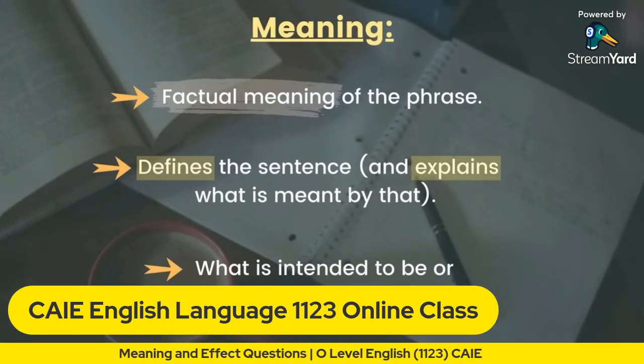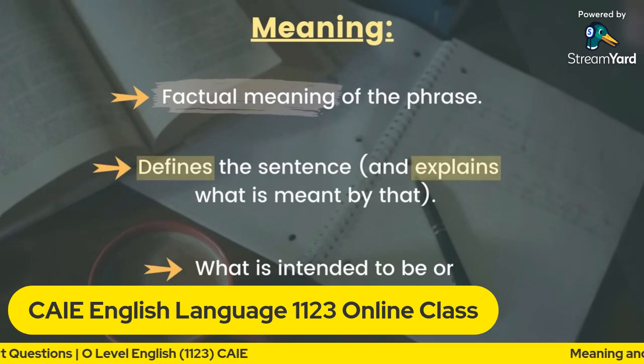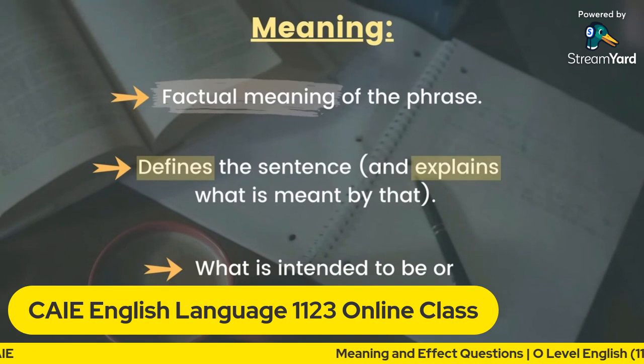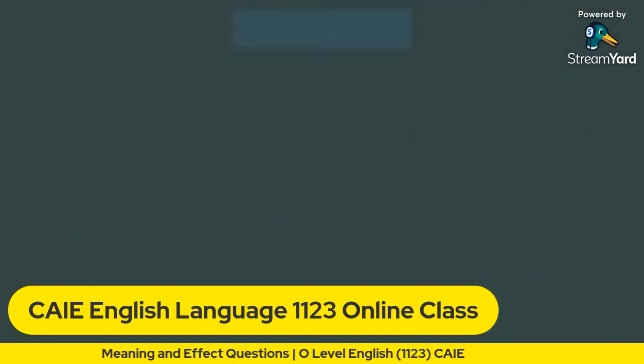First of all, let me tell you how to solve the meaning part. In simple words, this part requires you to write down the factual meaning of the phrase. You simply define the sentence that you are given. So in this part, just write the literal meaning of the phrase.